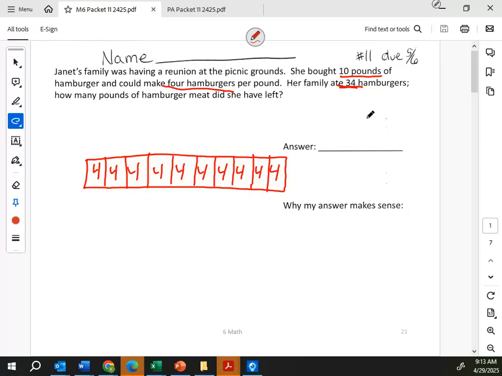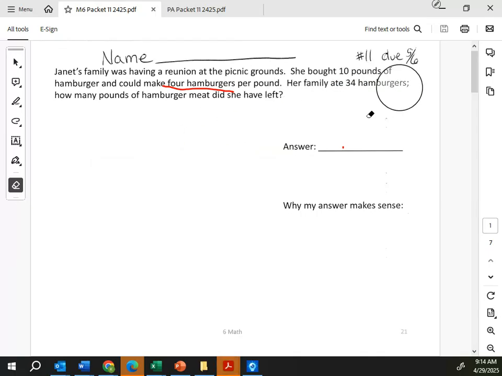So I'm going to have to break up a pound and figure out how much of that pound went to the hamburgers they ate and how much of that pound is what's left over. Okay, so figure that out to see how many pounds of hamburger were left over. Not how many hamburgers, but how many pounds of hamburgers.